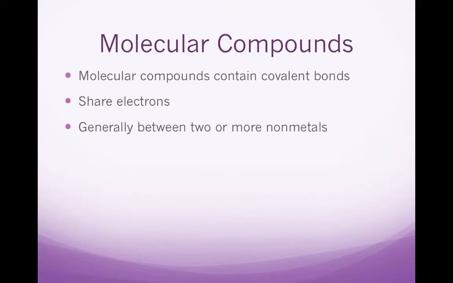Okay, let's talk about molecular compounds. So molecular compounds contain covalent bonds, which means they share electrons. And these are generally between 2 or more nonmetals. Remember, in ionic compounds, you have the metal, which gives up an electron to the nonmetal. So there's a complete transfer of electrons. Here, there's no transfer of electrons. There's no ions being formed. They just share the electrons.